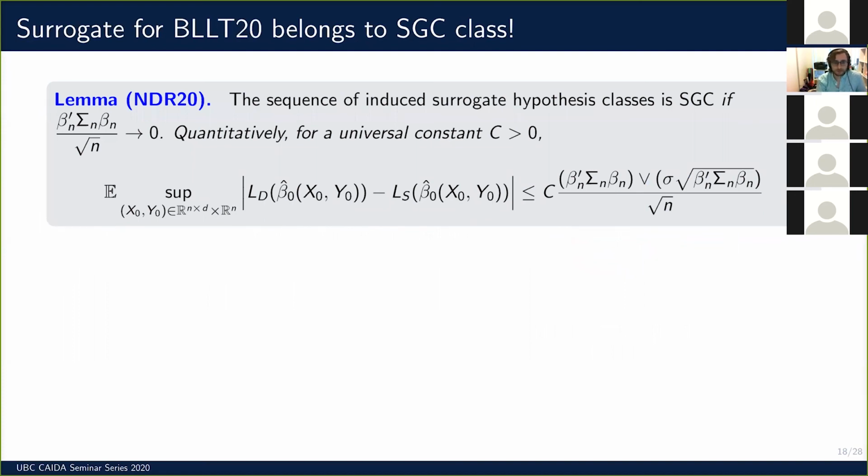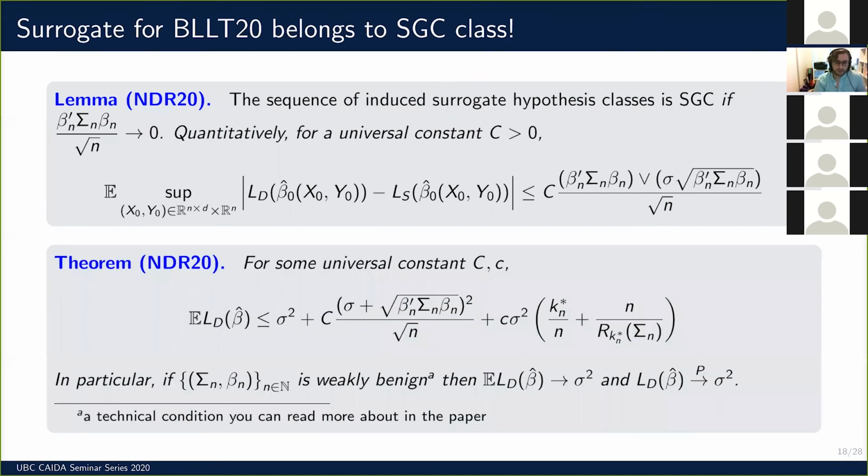First, we show that the surrogate hypothesis we've introduced, beta hat naught, does live in a uniform convergence class. So we actually have this quantitative bound that tells us how quickly the expected supremum of the difference of losses goes to zero. And we also show that this gives us risk consistency.